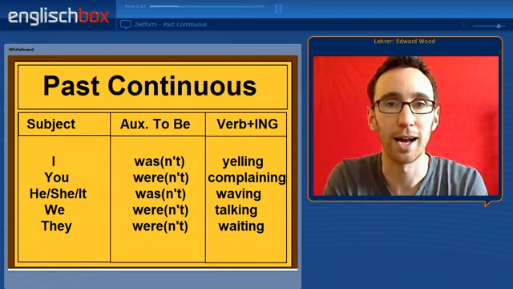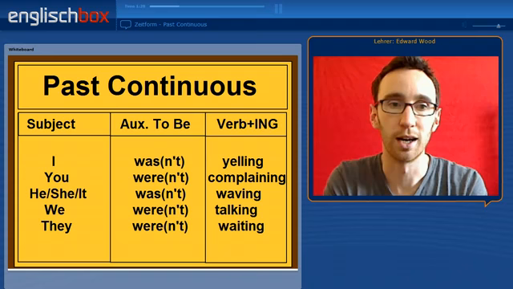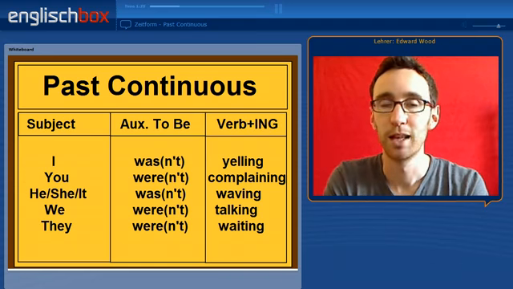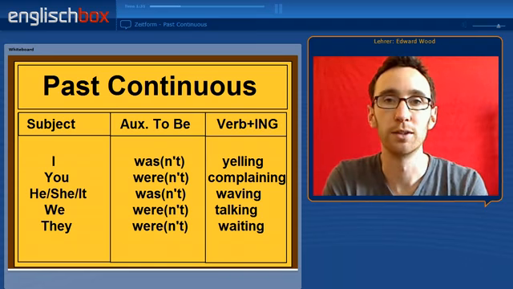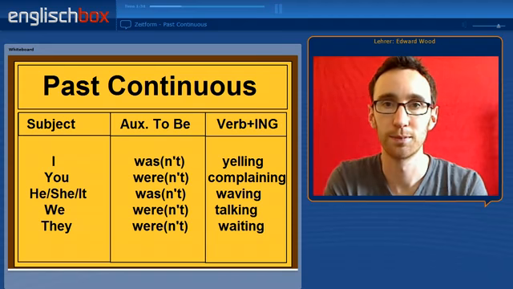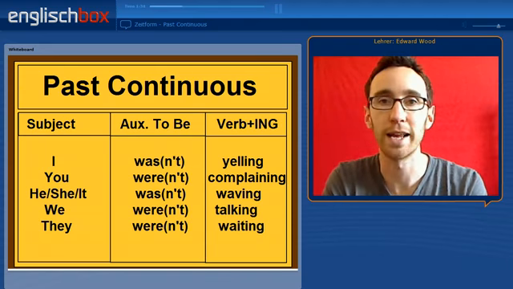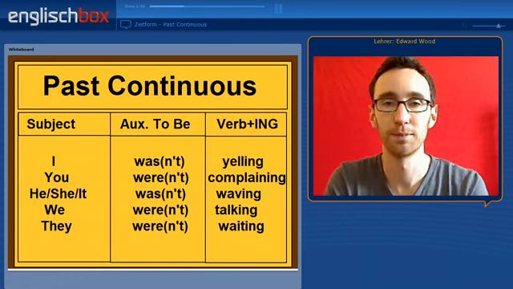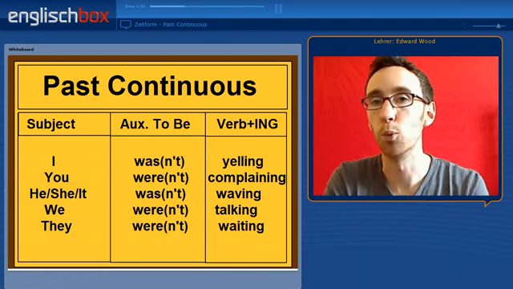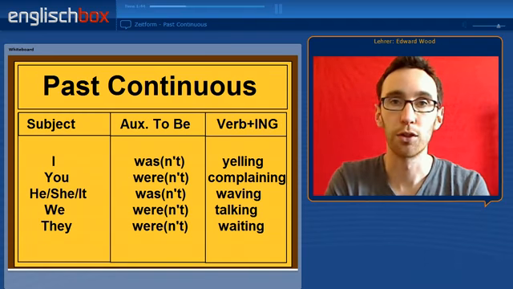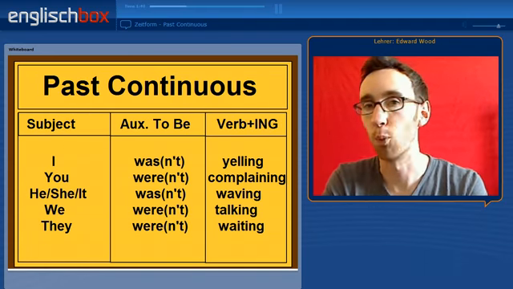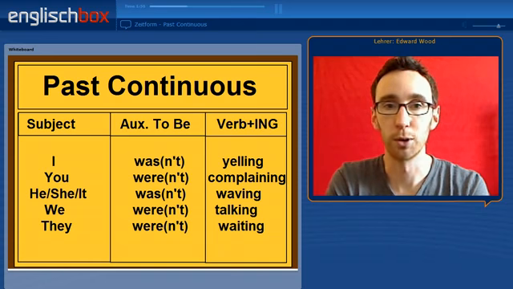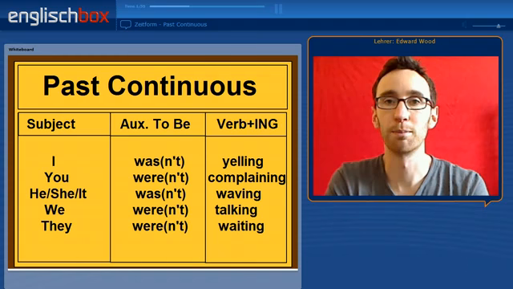So first of all, let's look at the structure. We start with the subject, then we have the auxiliary verb to be in the past tense, and then we have the verb with ing. So in first person, I was yelling. Second person, you were complaining. Third person, he was waving. First person plural, we were talking. And third person plural, they were waiting.